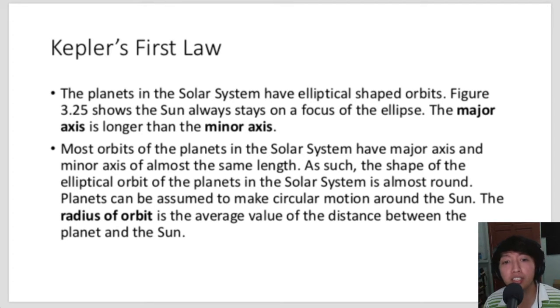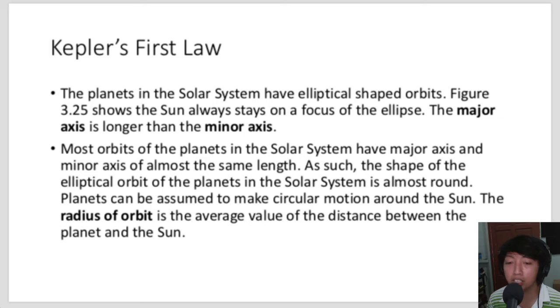Okay. Now, most planets in the solar system have a major axis and minor axis of almost the same length. Not exactly, but almost. Meaning to say, the shape of the elliptical orbit is almost round. So it's not a perfect circle, but it's almost a circle. Right? So when we're doing mathematical calculations, even though we know the movement of the planet is not a perfect circle, we will just assume it's making a perfect circular motion. All right? So that's an important thing.